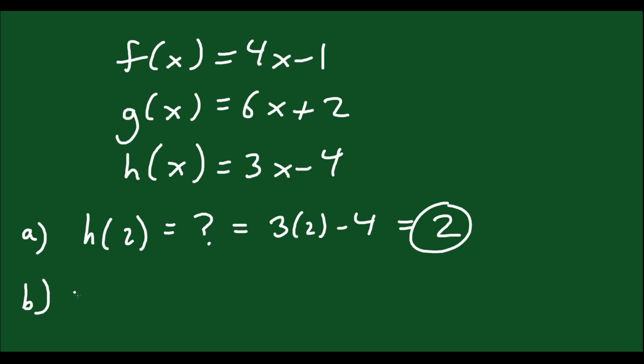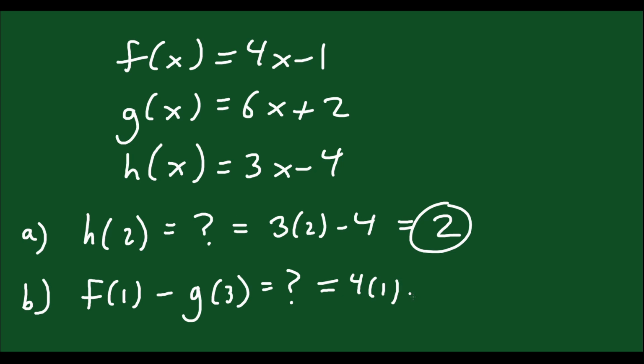Part B, let's say it's asking us, what is f at 1 minus g at 3? How do we do this? Well, all you do is plug in 1 for f of x, right? So 4 times 1 minus 1. And then you subtract g at 3. Well, g at x is 6x plus 2, so I'm going to put 6 times 3 plus 2. I'm just putting that in a bracket to show that I'm subtracting the whole thing because I'm supposed to subtract g at 3. So you just do it like that.